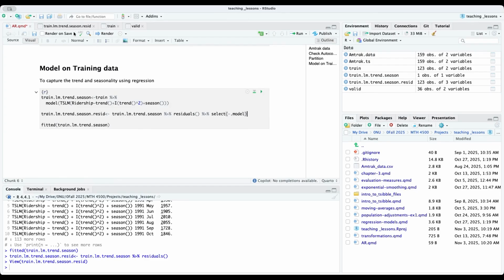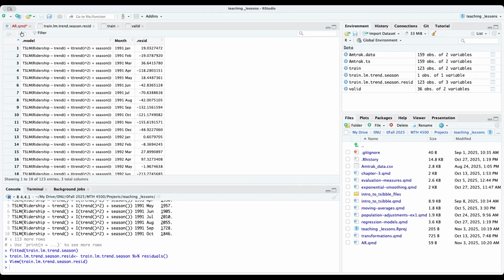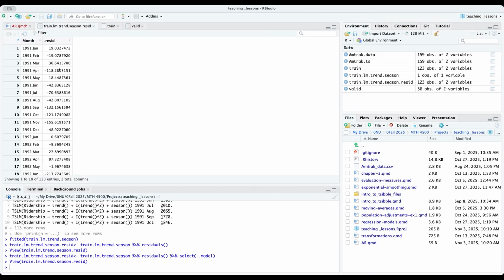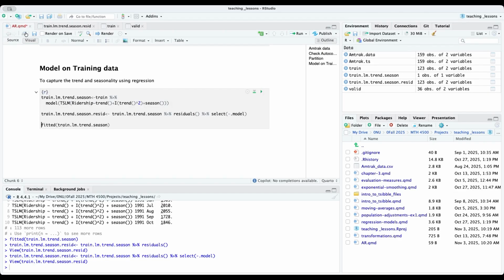Deselected. It's dot model because the name is dot model. Look at this dot model. So I'm going to take it off. So if I look at this now, I have a new data set. I have the month, I have the residuals. Because remember, when we build the autoregressive, we're going to build this on the residuals, right?